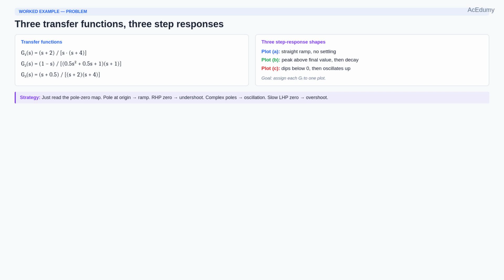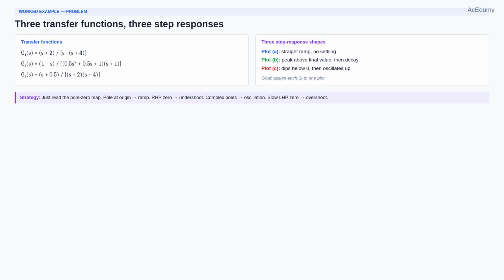And we are given three plots labeled A, B, and C, each showing the step response of one of these transfer functions. Plot A is a straight line ramping up. The response keeps growing and never settles to a constant. Plot B rises quickly, peaks above its final value, and then decays smoothly back down. A clean overshoot, no dip, no oscillation. Plot C first dips below 0, then climbs and overshoots, and slowly approaches its final value with a small wiggle.